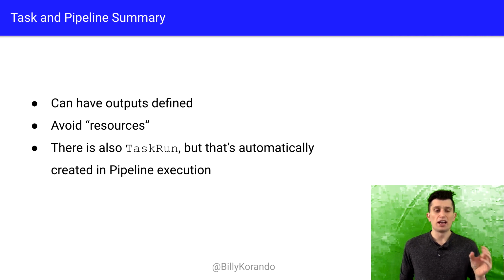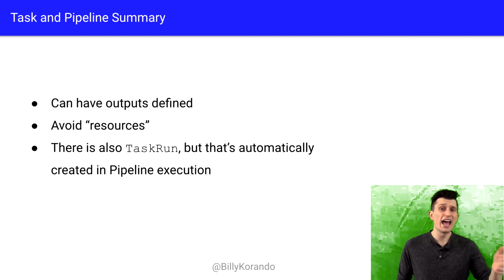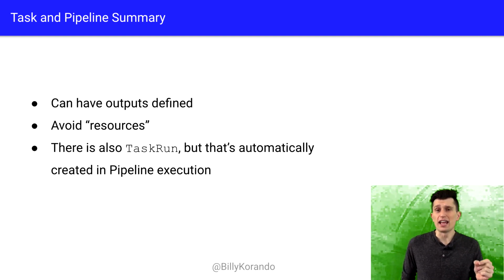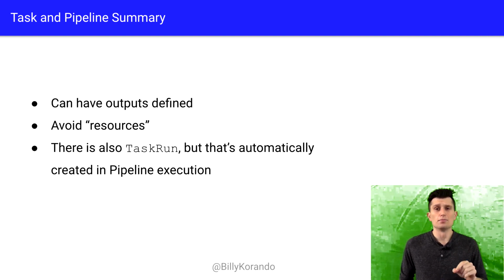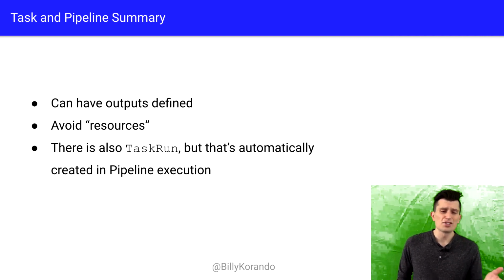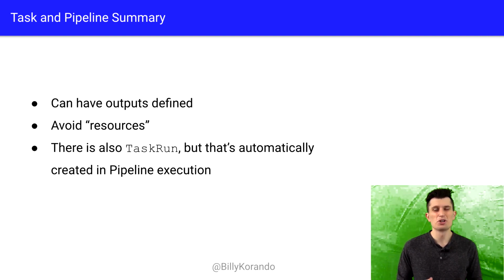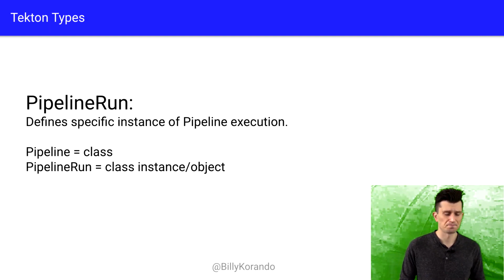A few other things, you can have outputs defined, as I briefly touched upon, at both the task level and at the pipeline level. Also, as I mentioned, regarding some of the changes in the API, avoid resources, that's going to be deprecated and removed. Some older tutorials and articles may have referenced or shown that, but you should avoid it because, like I said, it's probably going to be removed. Lastly, there's also a thing called a TaskRun, but that's automatically generated when a pipeline's executed, so you would never really be interacting with it directly, but it is something that's also there.